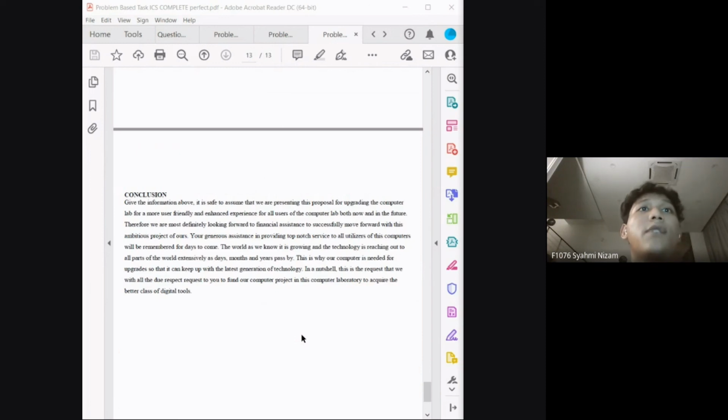This is why our computers need upgrades so that they can keep up with the latest generation of technology. In a nutshell, this is the request that we, with all due respect, make to you to fund our computer project in this computer laboratory to acquire a better class of digital tools.